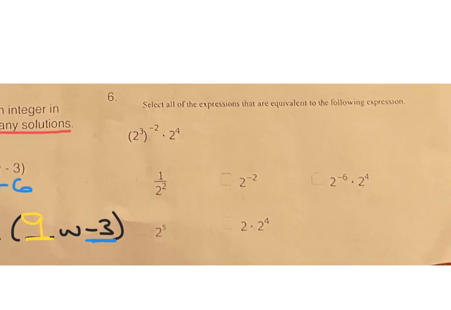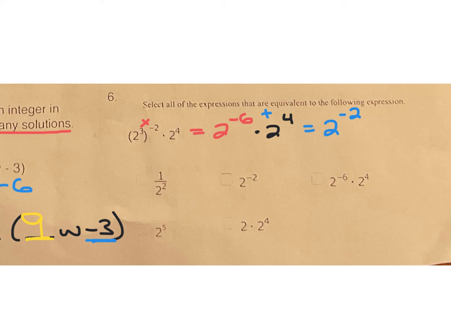Moving over into exponents and following our laws of exponents. Our first one is raising to a power. When we raise to a power, we multiply them. So 2 to the third raised to the -2nd would give me 2 to the -6th. Then I bring down my times 2 to the 4th. When we are multiplying exponents with the same base, our shortcut is to add the exponents. So -6 plus 4 would give me -2.